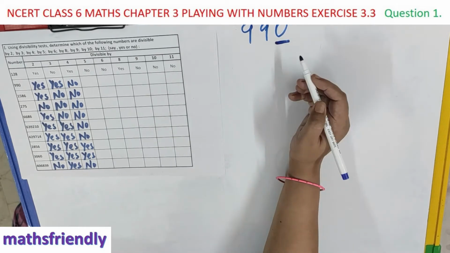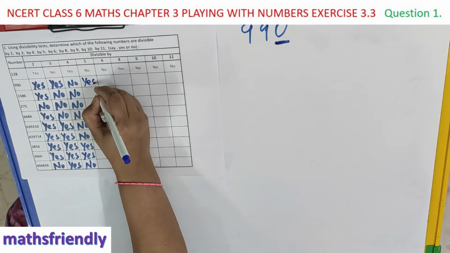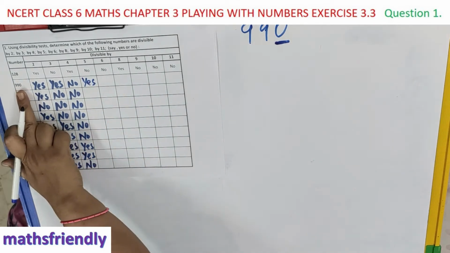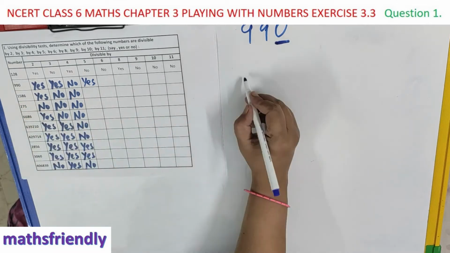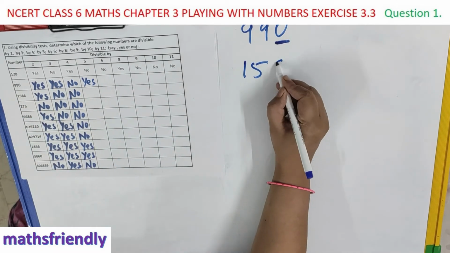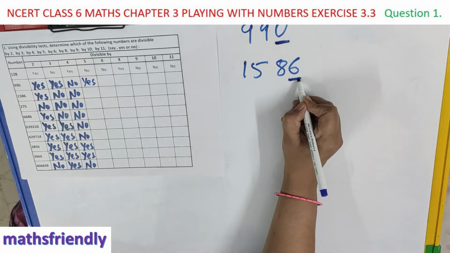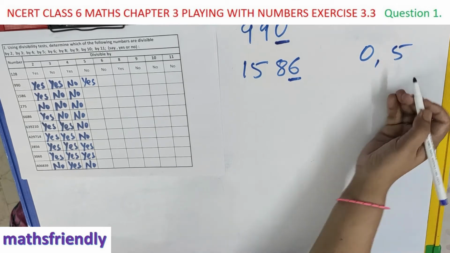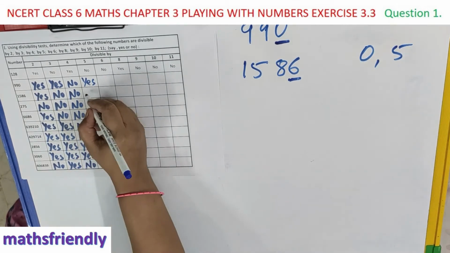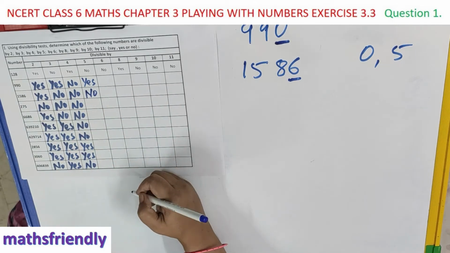990, the units place has 0. It means yes, the number is divisible by 5. Yes, this 990 is divisible by 5, so I have written yes. The next number is 1586. The units place has 6. It doesn't have 0 or 5. So this number is not divisible by 5. What can we write? No, this number is not divisible by 5.